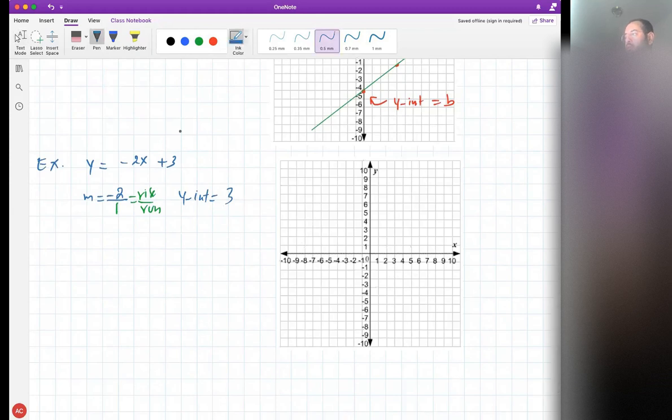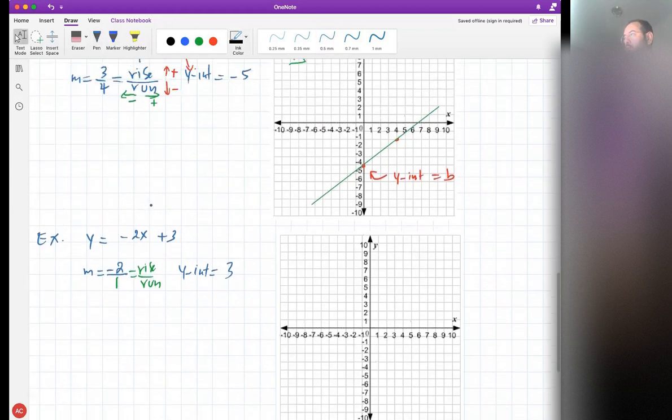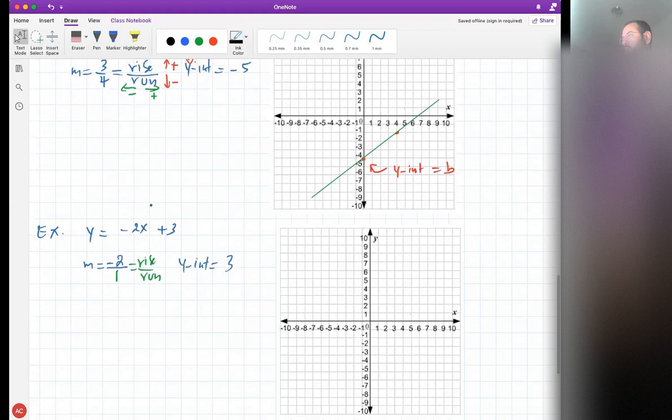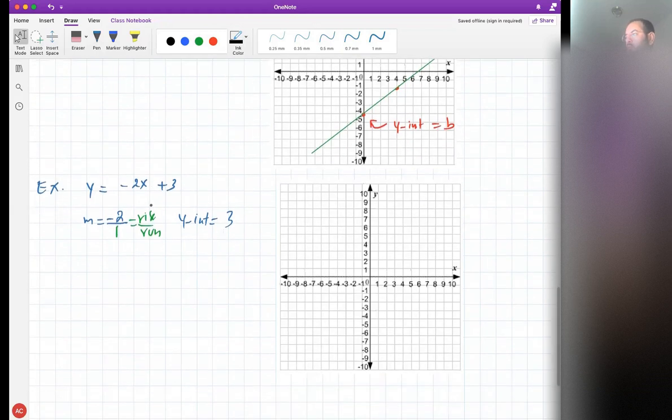Now let's graph this. To graph this, where do we start from again, everybody? The 3 on the Y line. Exactly. So this is always on the Y, whether it's positive or negative. So 1, 2, and 3. So again, that's your Y-intercept.